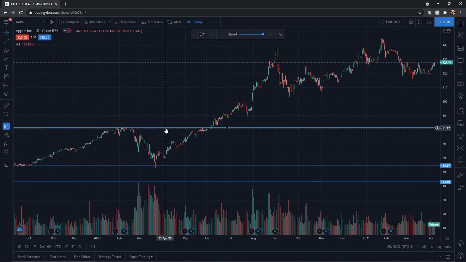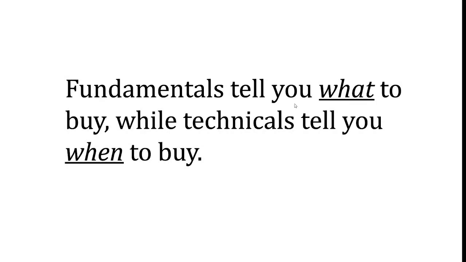But with this video, I really wanted to just capture price action and how it moves, essentially. So I hope this gave you a better look into it. And finally, but not least, fundamentals tell you what to buy, while technicals tell you when to buy.